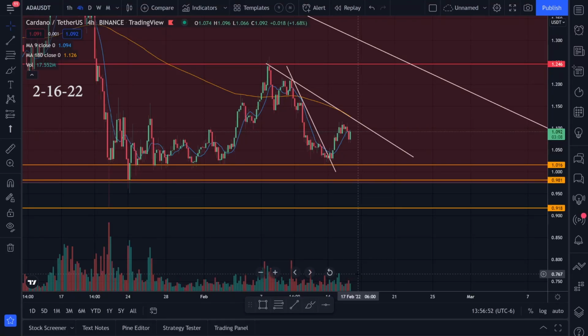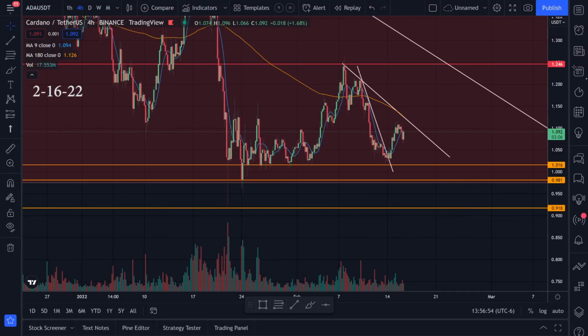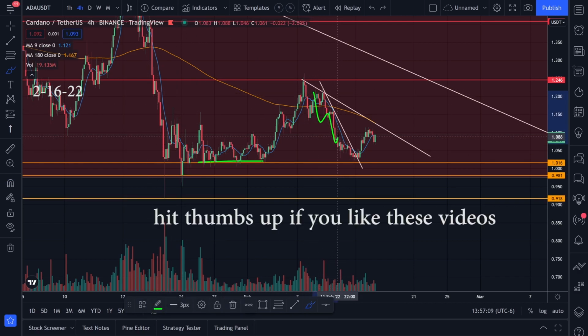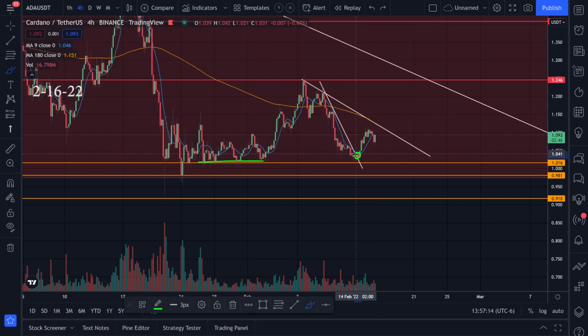Let's take a look at the chart action for Cardano. Okay, so in my last video, I was watching these orange lines right here for possible support, and then that little wick down there. And we were trending down on this trend line right here.